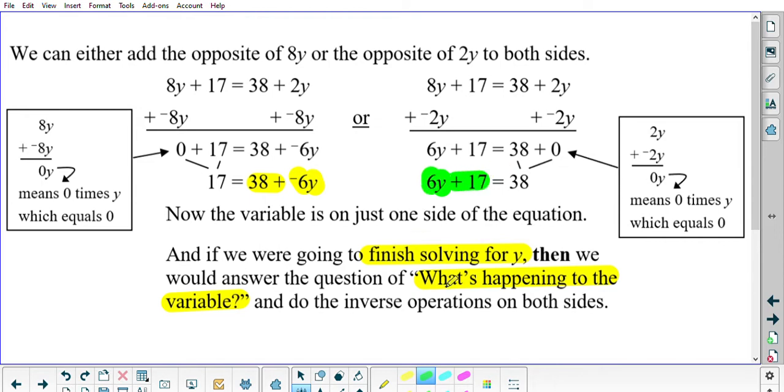But anyway, we would ask what's happening to the variable, and then we would do inverse operations on both sides to get the variable by itself. We're not going to do that today. And I'm sorry if that disappoints you. We will do that tomorrow, but not today. Today, our only focus is to get the variable to go from both sides to just one side of the equation. That's our goal today.